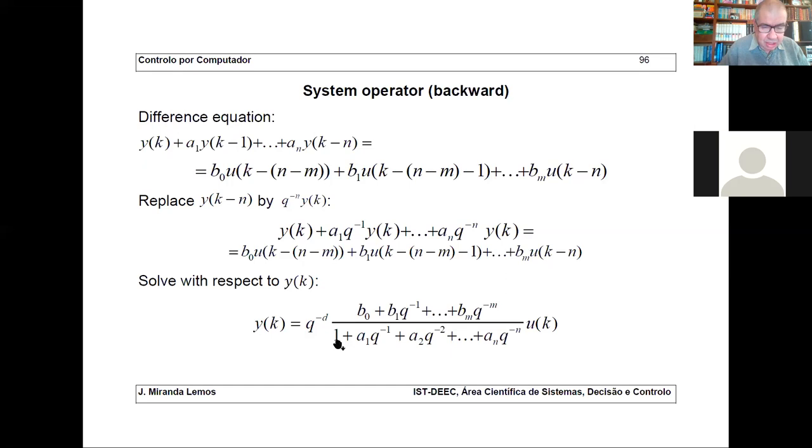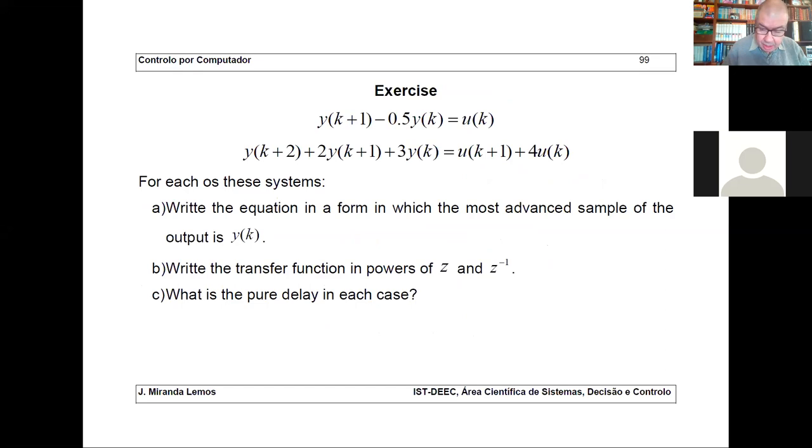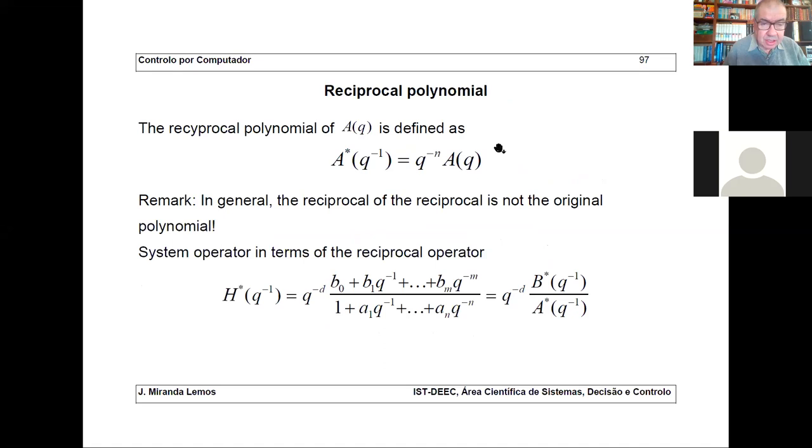Now, another notion I introduce is the reciprocal polynomial. We say that the reciprocal of A(q) is A star of q, equal to q to the degree of A times A of q minus one, okay? And this is valid for any polynomial.